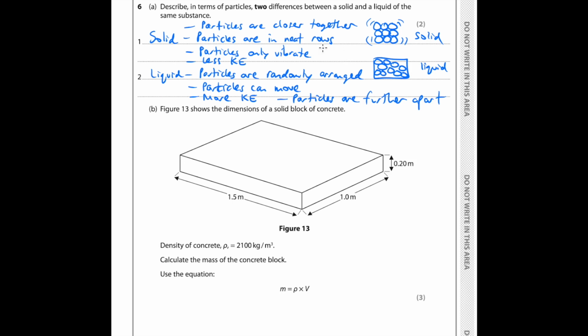And you can even say for a solid, high forces, that's because of the bonds. And with a liquid you get low forces between the particles. Now the reason why I've gave you so many there is because I've seen this worth 6 marks before. So there's easily enough information there to get the 6 marks. So I've just modelled the answer for you.